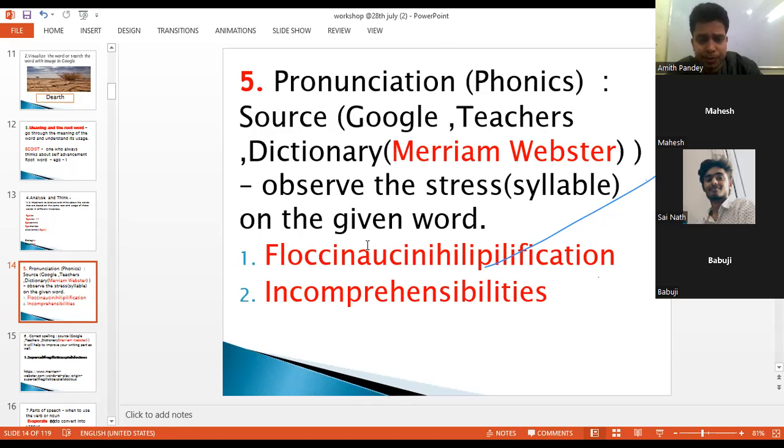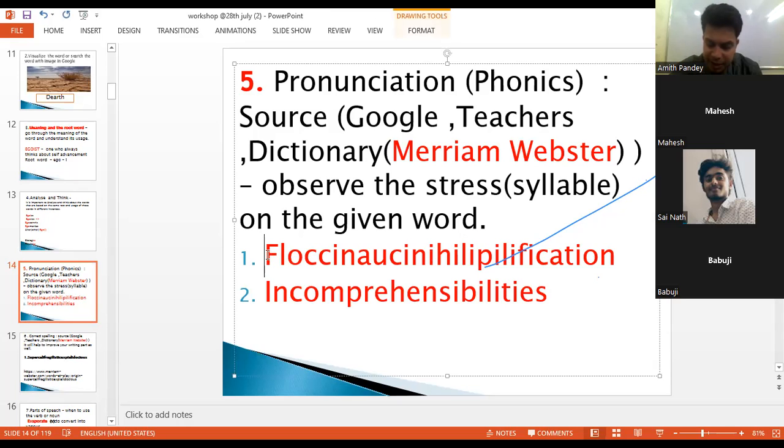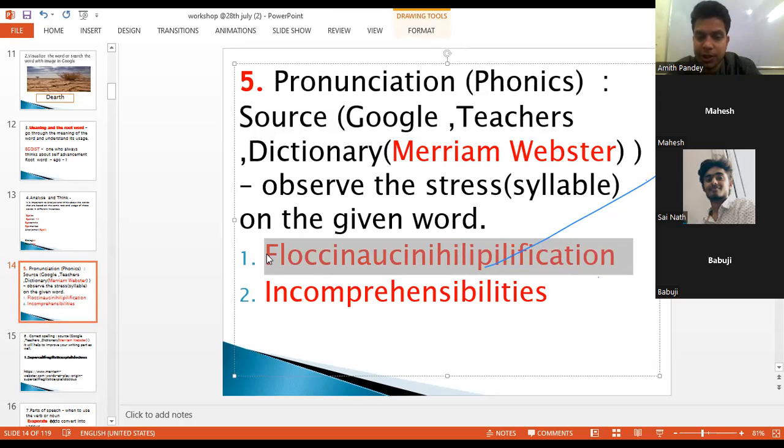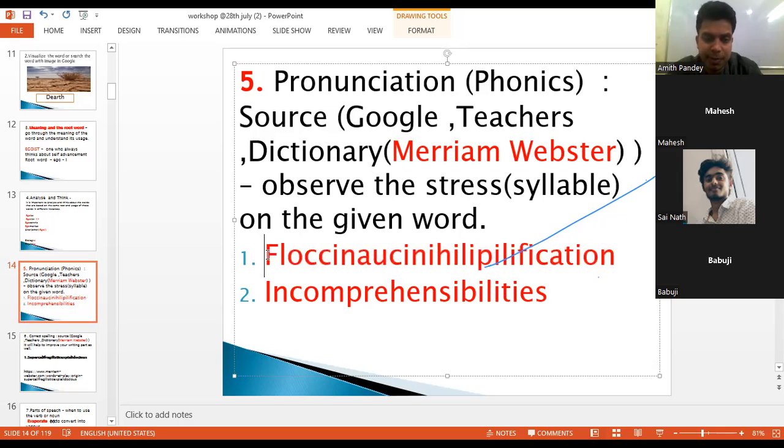There is a word which would be a bit difficult to try. You can try its pronunciation by using syllables: floxy-noxy-nihilipilification. But if you try to read it at once, you may get stuck. So we can spell it out: floxy-noxy-nihilipilification. And the meaning, as usual, is worthless. If any of your friends says something is not useful, it's a waste, you can say it's floxy-noxy-nihilipilification. They will not feel bad because they are not aware of the word you are saying. In the same way, incomprehensibility is a kind of difficulty to understand.